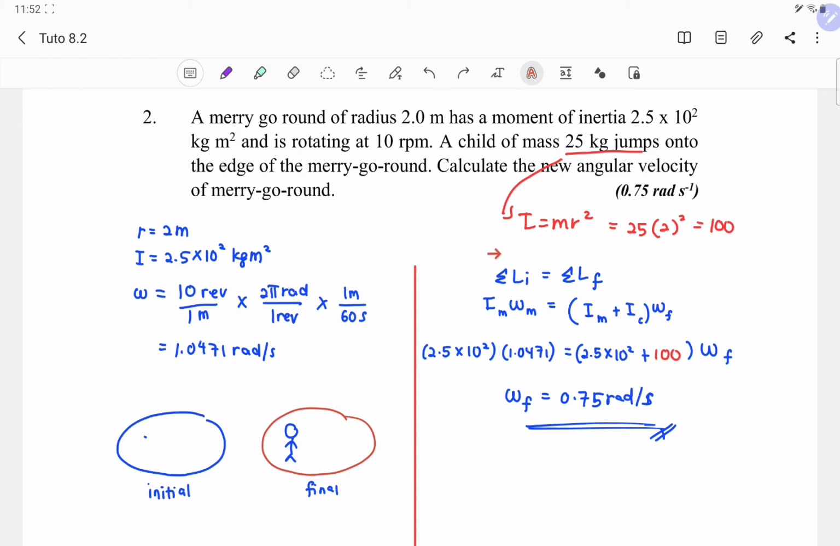Then we know that the angular momentum is conserved. The first is only the momentum of the merry-go-round, and the second is the combination of the merry-go-round and the child, so they will move with one velocity. Just substitute the values and then you will get the final velocity of the merry-go-round with the child.